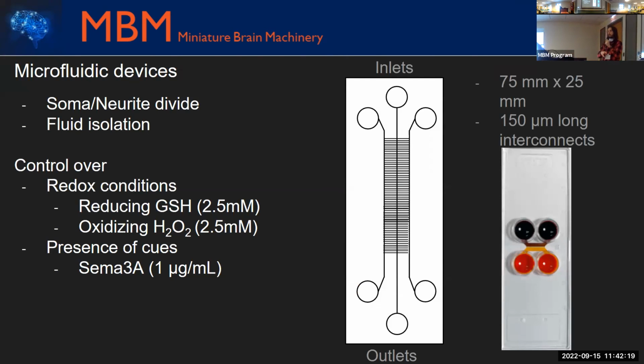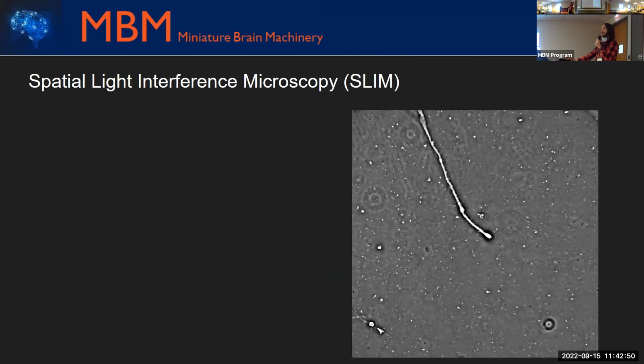So moving on. So far I've just been talking about bath application, but we also want to look at more selective or local application of these various semaphorins and our reducing and oxidizing reagents. To do that, I've been using microfluidic devices. You can see the central channel. I'm able to chemically isolate the cell soma from both the dendrites and the axons, and then expose just the axons or dendrites to these different conditions and see how that alters their movement and their activity. We've been doing that in conjunction with spatial light interference microscopy, or SLIM.